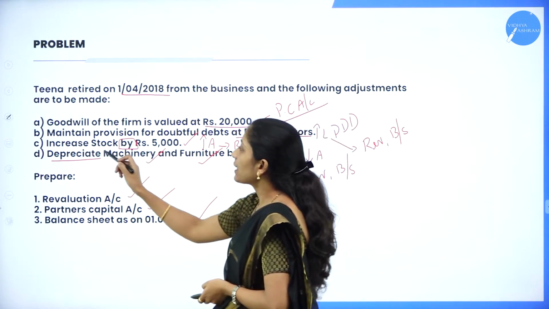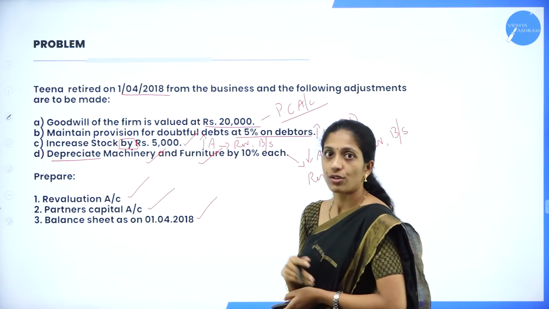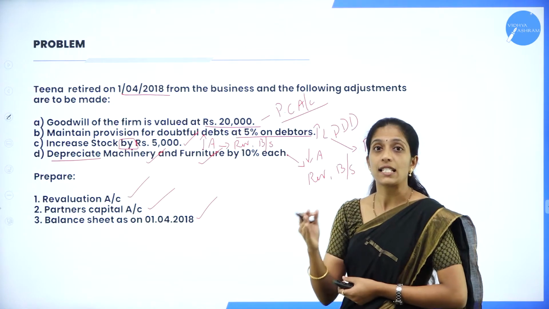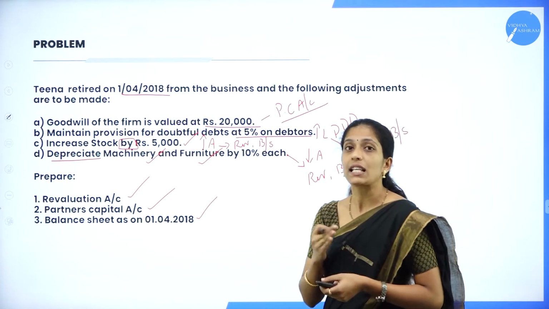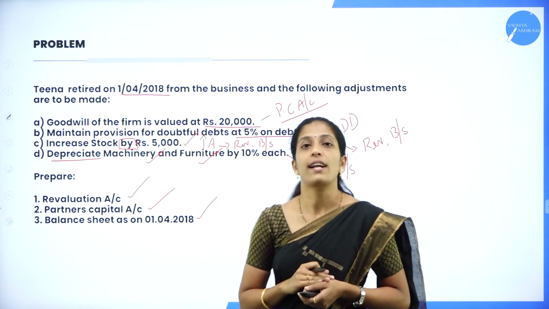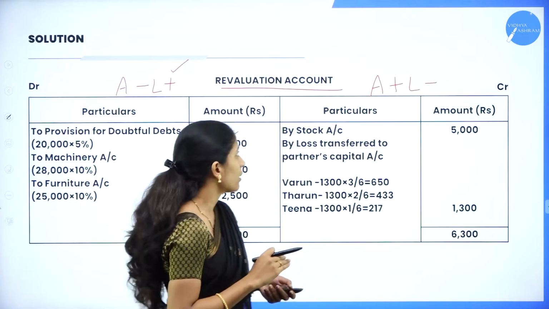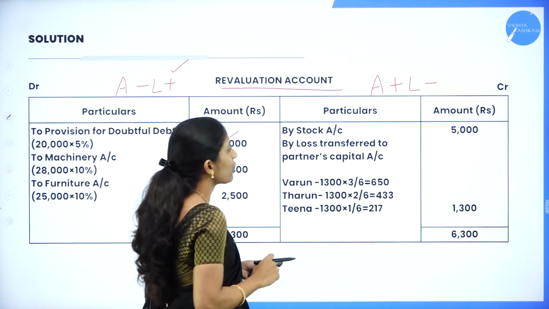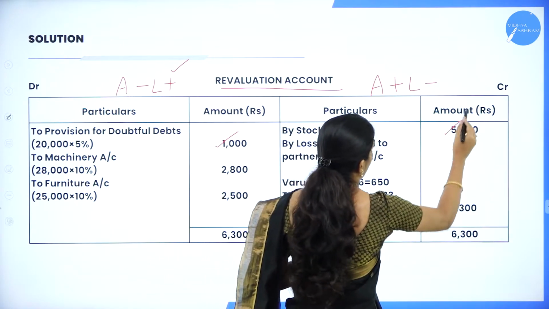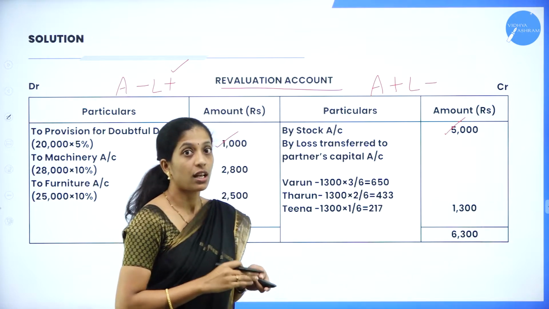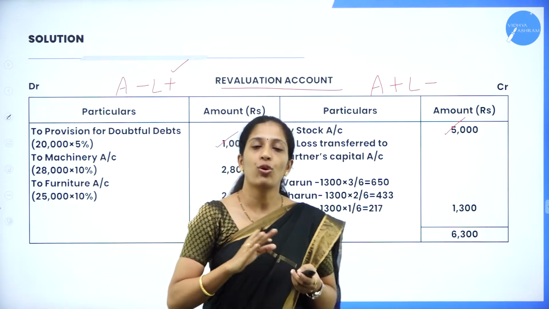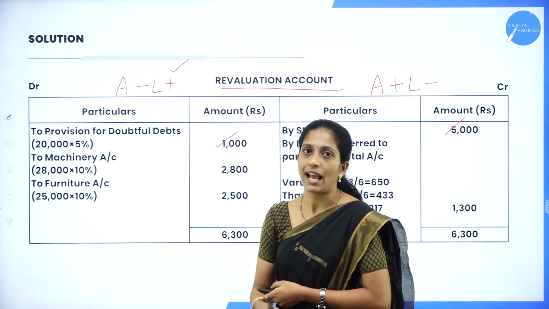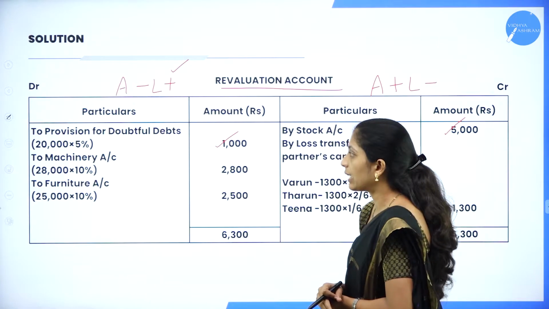Next one, increase stock by rupees 5,000. Stock is an asset. Here the asset value has increased, so it is an increase in asset. Where do we record it? In the revaluation account. If you see here, A plus is in the credit side. So by stock account; they have directly given the amount, how much? 5,000. If they give the amount directly, there is no need to calculate. We can directly write the amount in the revaluation account.